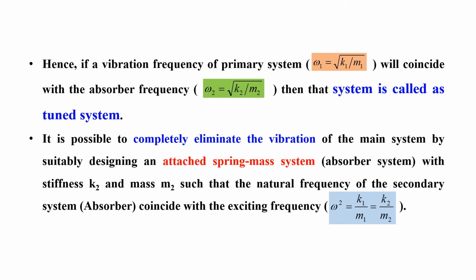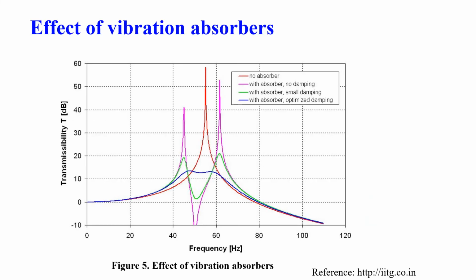Hence, if the vibration frequency of the primary system, omega 1 equal to root of K1 upon M1, coincides with that of the secondary system, omega 2 equal to root of K2 upon M2, then the system is called a tuned system. It is possible to completely eliminate the vibration of the main system by suitably designing an attached spring mass system with stiffness K2 and mass M2 such that the natural frequency of the secondary system coincides with the excitation frequency. So the excitation frequency omega square equals K1 upon M1 equals K2 upon M2.